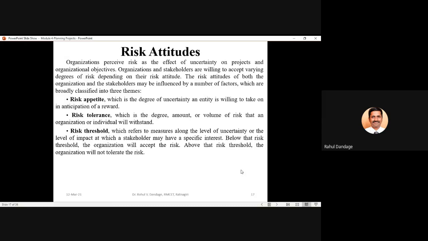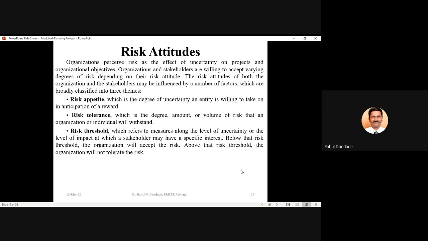And among these various factors, risk appetite is the degree of uncertainty an entity is willing to take on in anticipation of a reward. Risk tolerance is the degree, amount, or volume of risk that an organization or individual will withstand, so how much it can withstand or sustain. And risk threshold refers to measures along the level of uncertainty or the level of impact at which a stakeholder may have a specific interest.